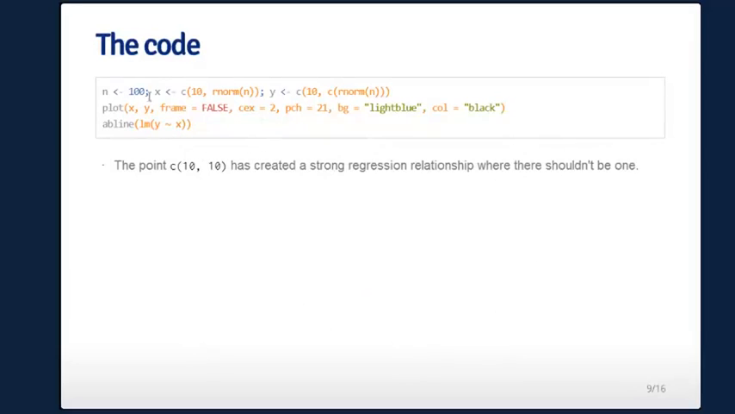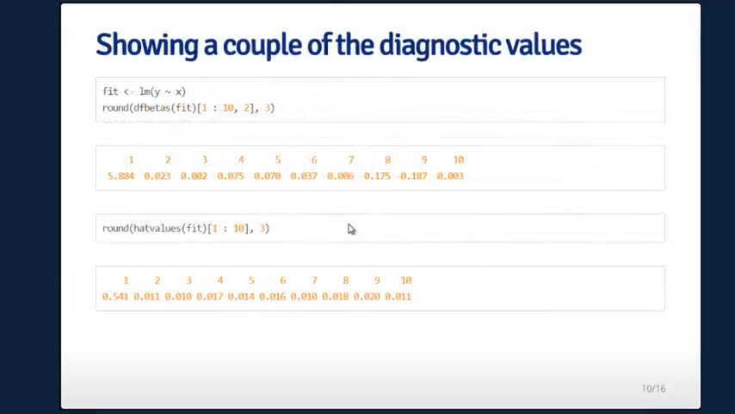That's the code. So I generated one point that was 10, 10, and then the x's and y's were otherwise just standard normal noise, rnorm, independent rnorm. That c isn't necessary right there. And then I put the abline, the fitted line, in there. So the point 10, 10 has created a strong relationship where there shouldn't be one.